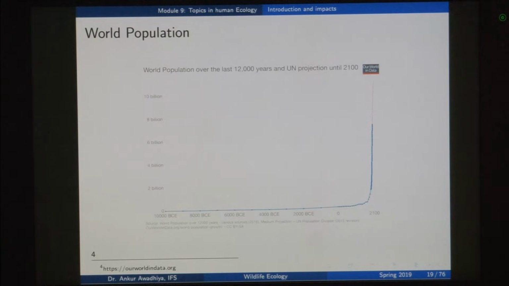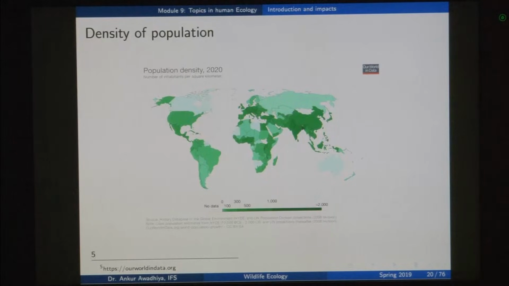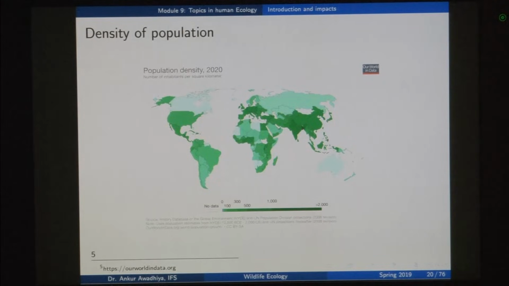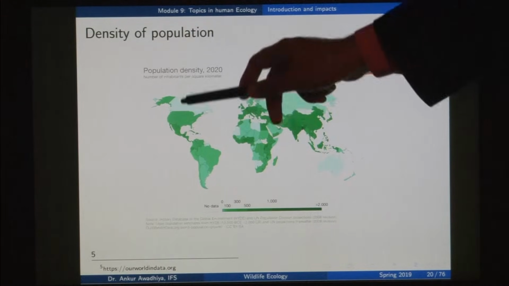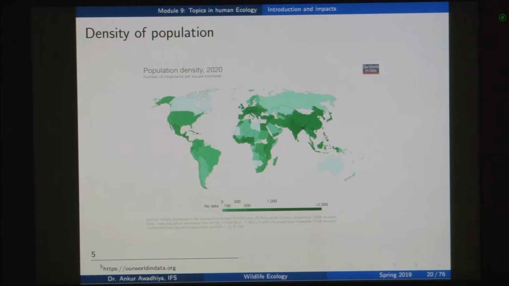So, when we talk about the equation I = PAT, the P portion is increasing with time, and not only are the numbers increasing, but we can also look at the density of population in different areas. The people of Russia might not be able to bring about a huge impact on their ecosystem because the density of people is less. There are fewer people per unit piece of land, as in Australia or Canada. But in areas where we have more people per unit area, the impact of human beings will be much greater.